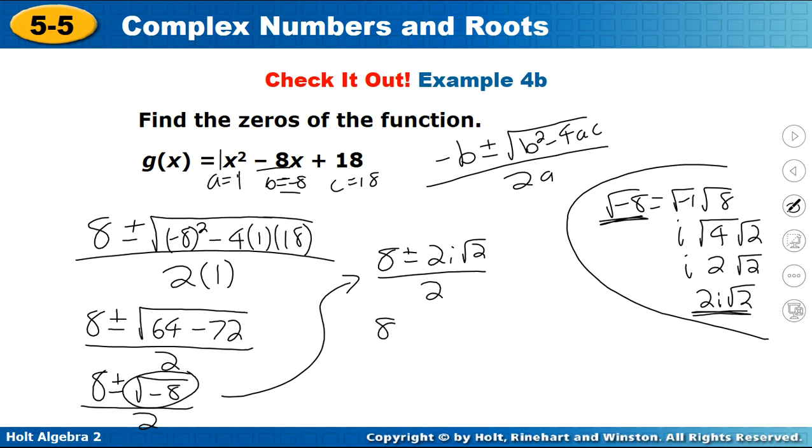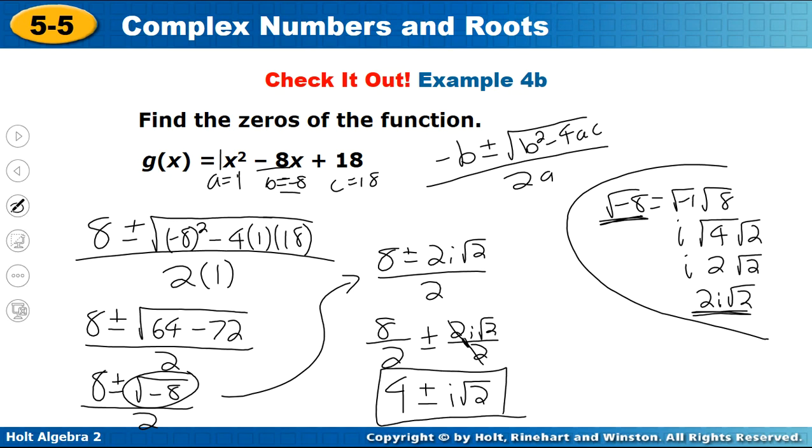Go ahead and separate these parts. 8 over 2 plus minus 2i square root of 2 over 2. 8 over 2 is 4. And we're focused here because these 2s are both outside the radical. I can't really do anything with the 2 that's on the inside of the radical because it's inside the radical. I can't really mess with it. But these 2s that are on the outside of the radical, they cancel each other out. And so that should just leave me with 4 plus minus i square root of 2 as my final answer.